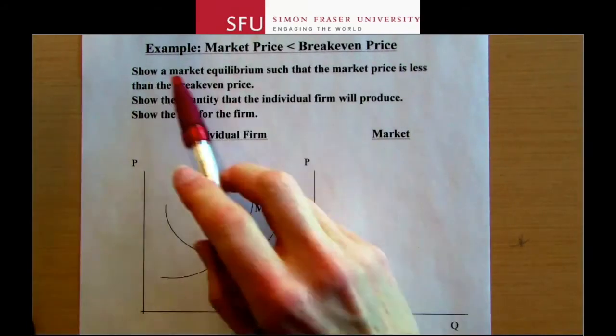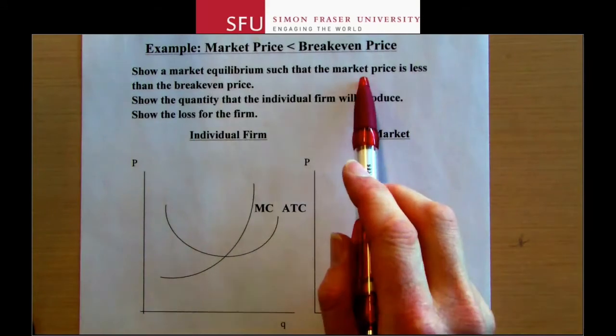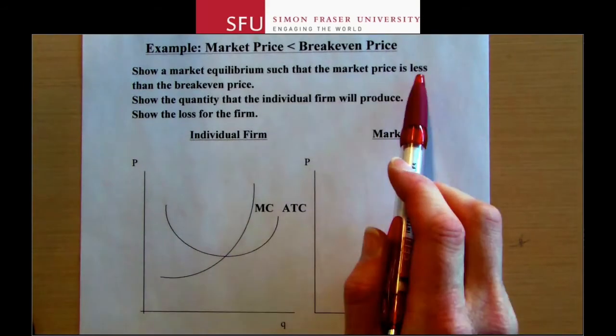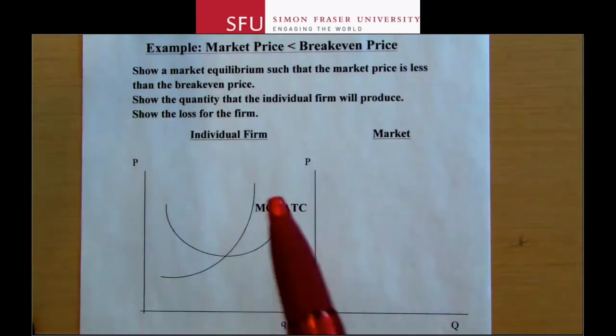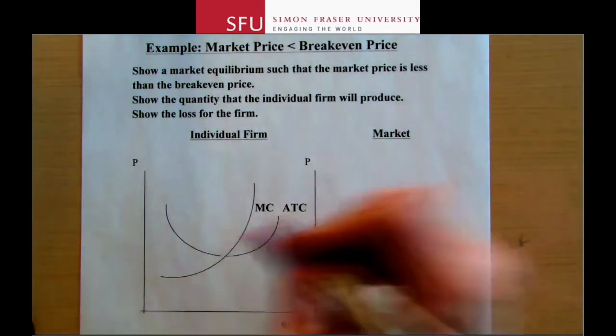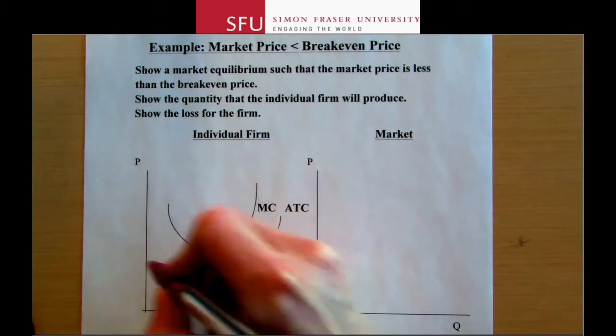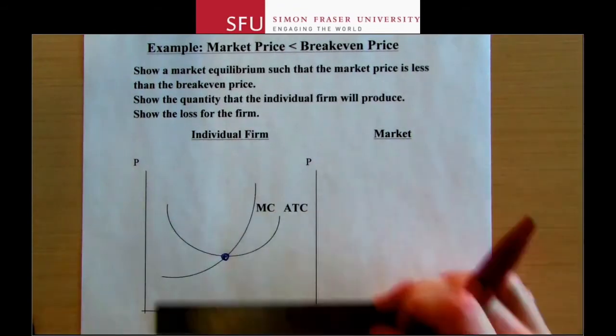First, show a market equilibrium such that the market price is less than the break-even price. So, okay, first, let's just label the break-even price. So that's here. So we'll draw a straight line across both diagrams.